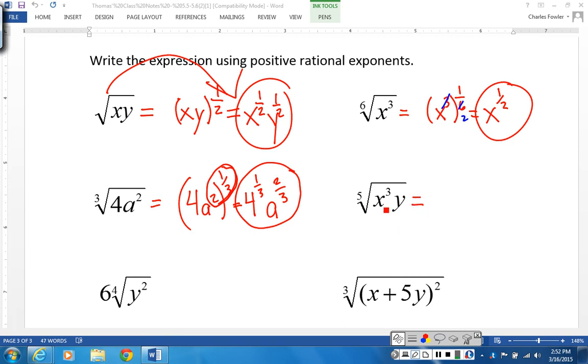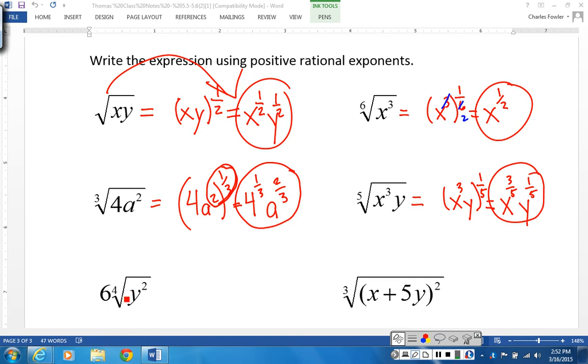Alright, I hope you're catching on. The first thing you do again, write what's under the radical, put that in parentheses. And then you decide what power should I take this to. It's actually 1/5. So when you rewrite this, it'll be x to the 3 times 1/5 is 3/5 times y to the 1/5.